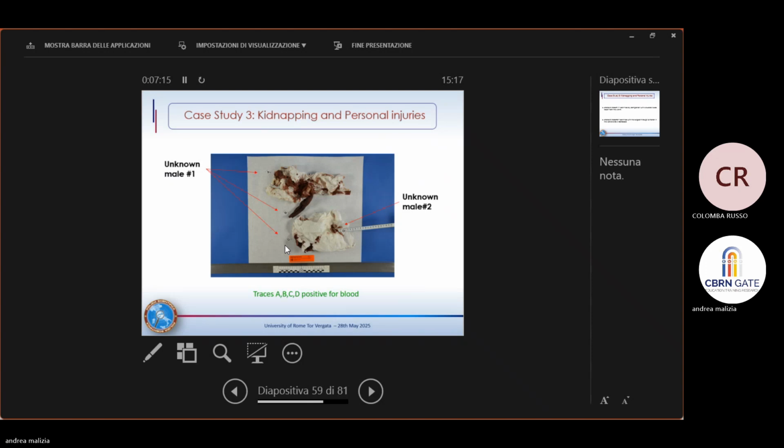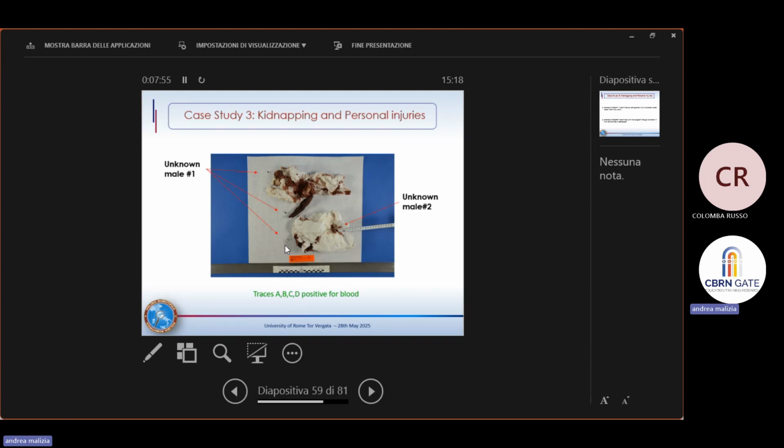Also on this paper folder sheet, it was investigated to find blood, and on this there were found 2 different unknown profiles: male 1, that was the same as from the floor, and male 2. Any suggestion about the contributors? Male 1 was the victim, male 2 was the perpetrator.